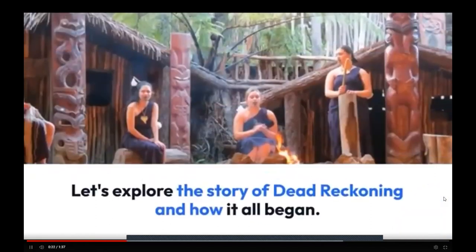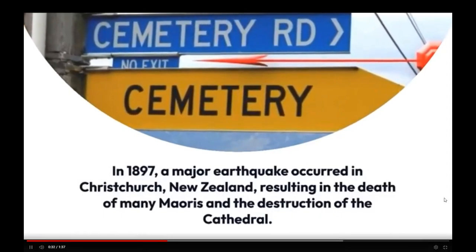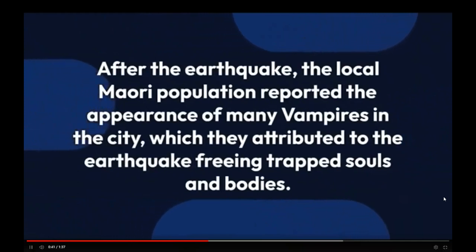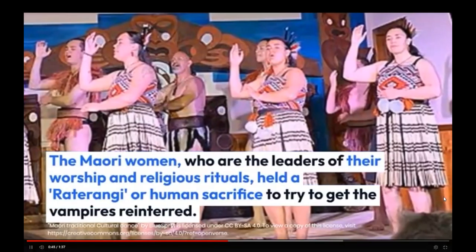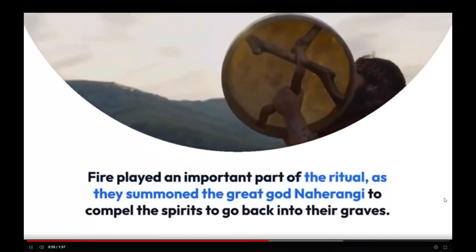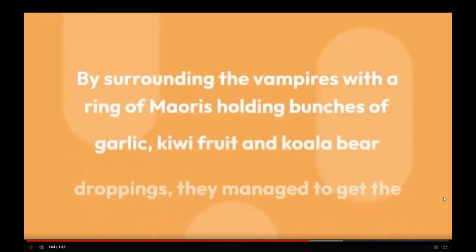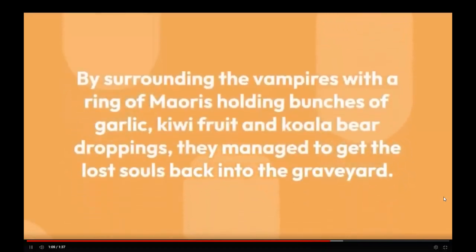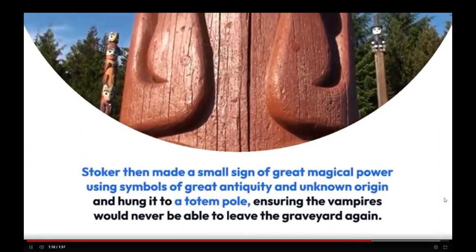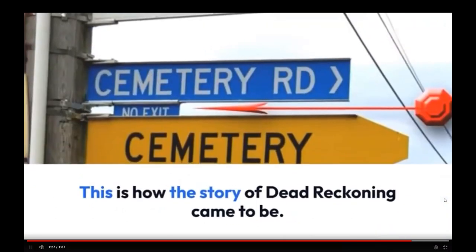Remember this, Alan? Yes, yeah. Of course you do. Pre-COVID, this was. Maybe vampires, I like it. I had to get another picture for that because it was copyright, according to YouTube. The garlic, kiwi fruit and koala bear droppings. Where did we get koala bear droppings from in New Zealand? I asked. Are they important?